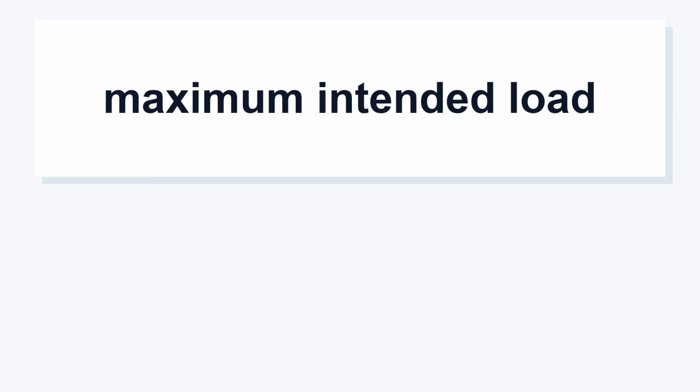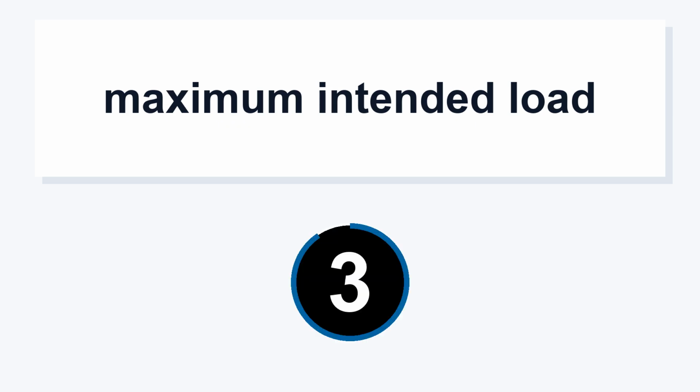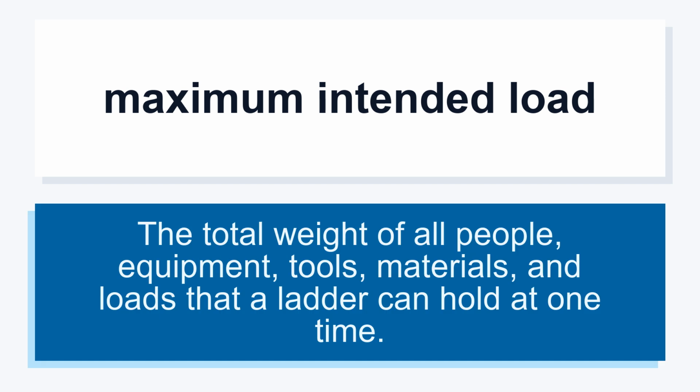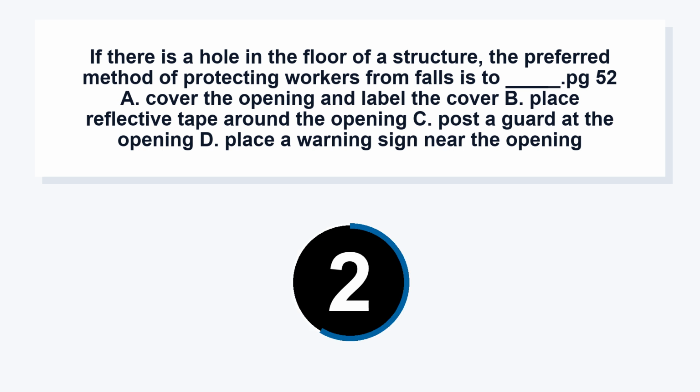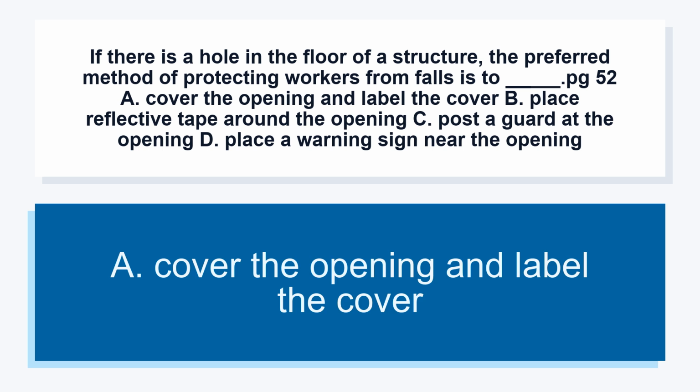Maximum intended load. The total weight of all people, equipment, tools, materials, and loads that a ladder can hold at one time. If there is a hole in the floor of a structure, the preferred method of protecting workers from falls is to blank. A, cover the opening and label the cover. B, place reflective tape around the opening. C, post a guard at the opening. D, place a warning sign near the opening. A, cover the opening and label the cover.